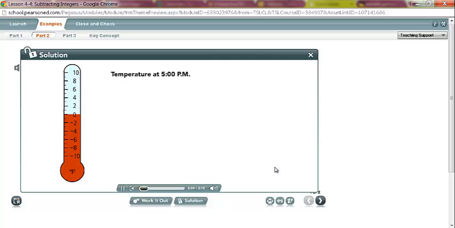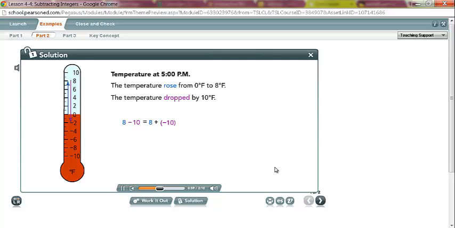Temperature at 5 o'clock p.m. The temperature rose from 0 degrees Fahrenheit to 8 degrees Fahrenheit. The temperature rising from 0 degrees Fahrenheit to 8 degrees Fahrenheit is a change of 8 in the positive direction. The temperature dropped by 10 degrees Fahrenheit. The temperature dropping 10 degrees Fahrenheit is a change of 10 in the negative direction. Rewrite subtraction as adding the opposite. The opposite of subtracting 10 is adding negative 10. Eight plus negative 10 equals negative 2. The temperature at 5 o'clock p.m. is negative 2 degrees Fahrenheit.